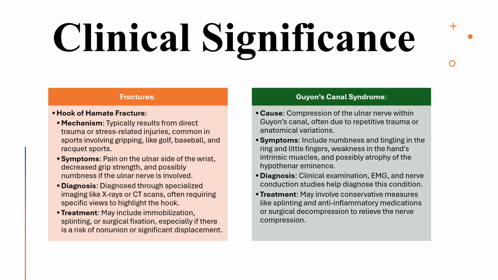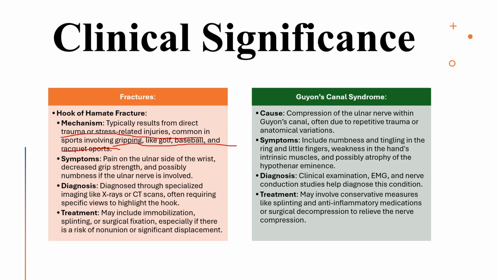What is the clinical significance of the hamate? The fracture: the hook of hamate fractures. Typically they result from direct trauma or stress-related injuries, common in sports while gripping, like golf, baseball and racket sports, and also while catching the ball in cricket.